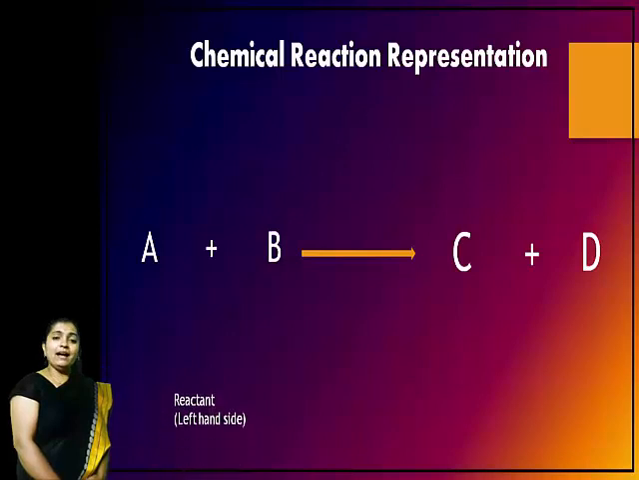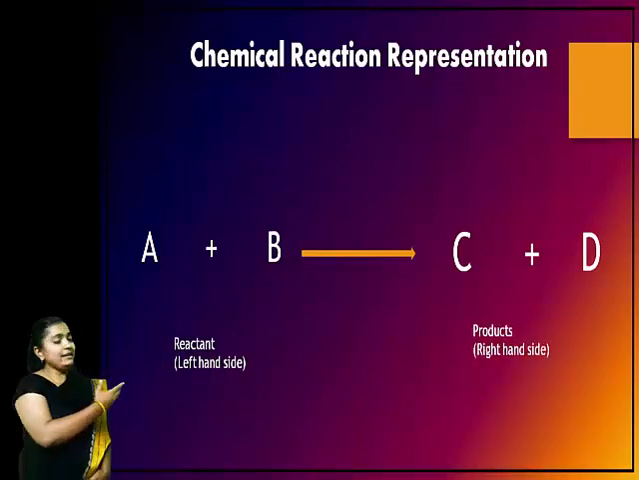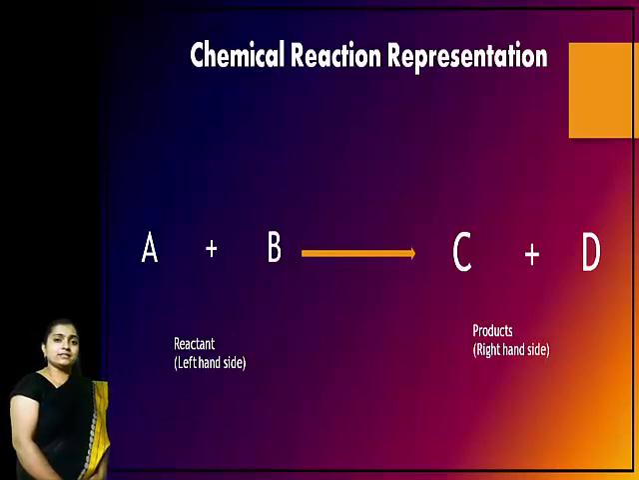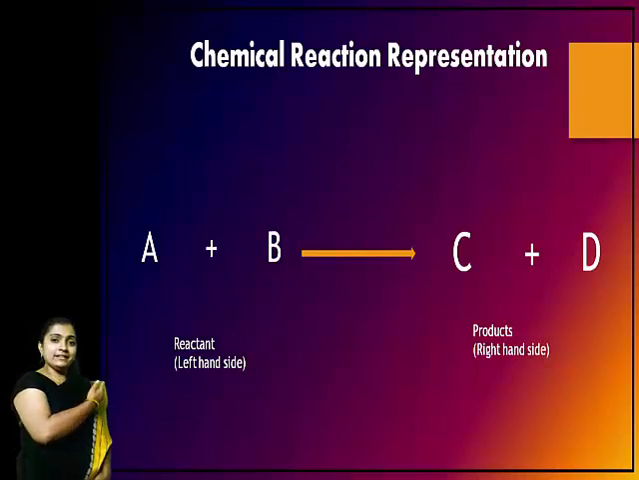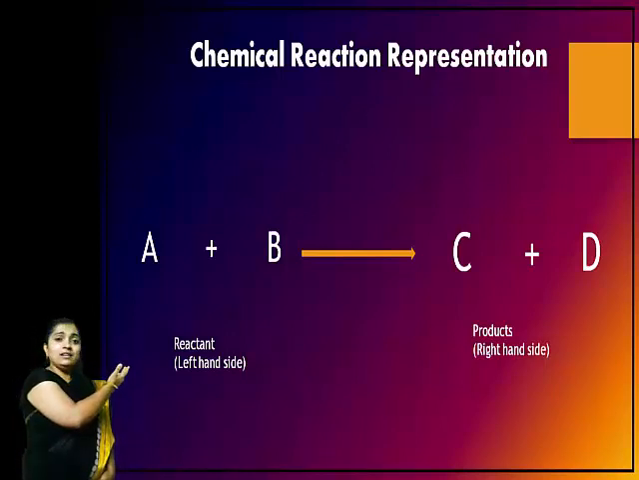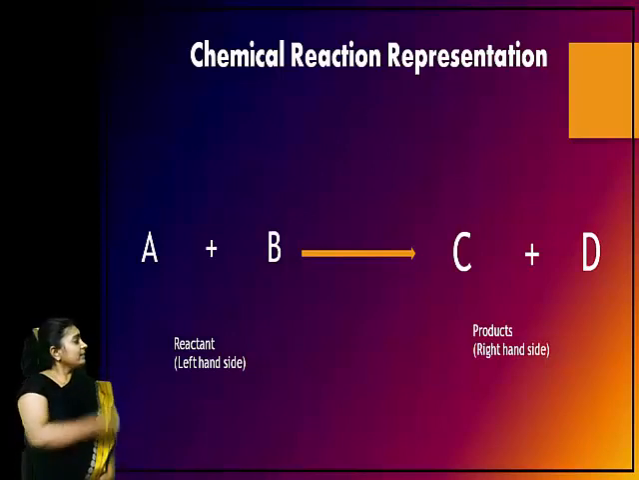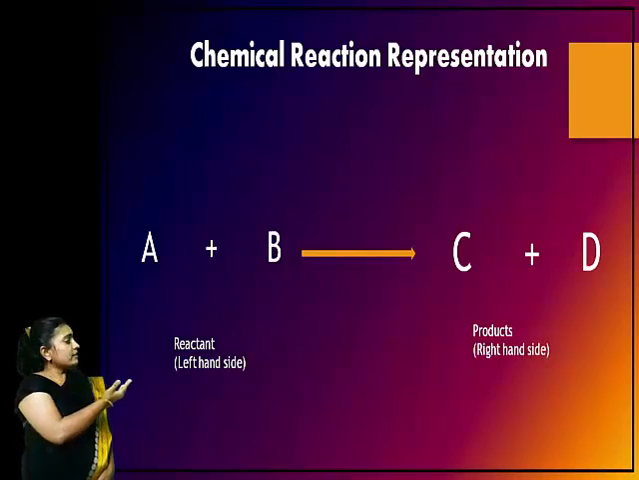So A and B are known as reactants. C and D are known as products. Reactants are always written on the left hand side and they are separated by plus signs. Products are always written on the right hand side and also separated by plus signs. Reactants and products are separated by an arrow.